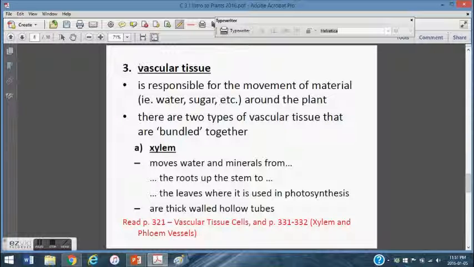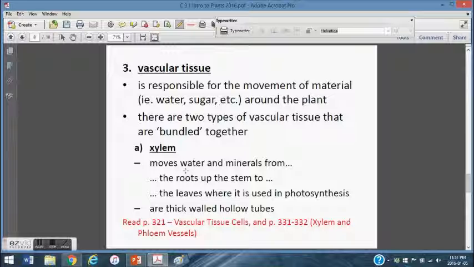And then our third type of tissue is actually the last two. Right, I said there's four types. The third type is vascular tissue, and there's two types of vascular tissue. Vascular tissue is responsible for the movement of material, like water and sugar and so on, around the plant. Now there's two types of vascular tissue, and they are bundled together.